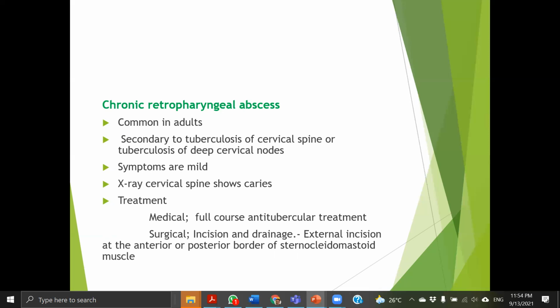External incision at the anterior border of sternocleidomastoid muscle is used for small abscess, and external incision at the posterior border of sternocleidomastoid muscle is used for large abscess.